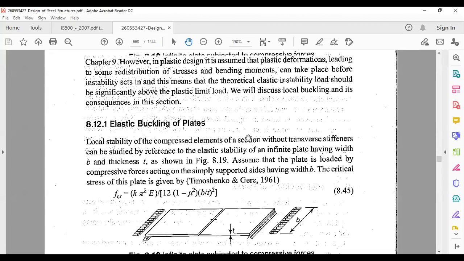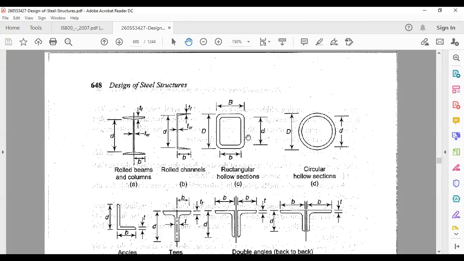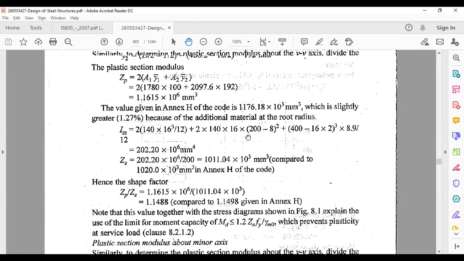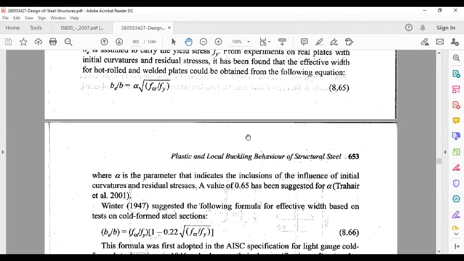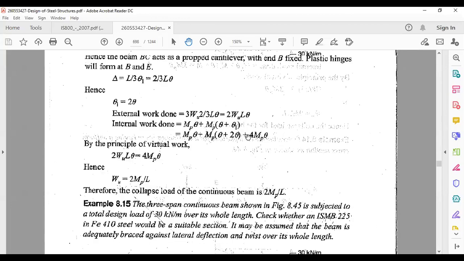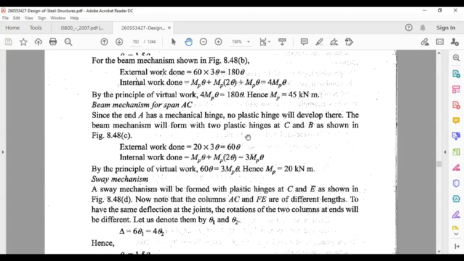I'm not solving any problems. I'm just taking worked out problems from this, because we'll come across the same problems when we design the trusses. We'll be dealing with those problems. Every step we'll be solving them. Here, I want you to be clear with these things.